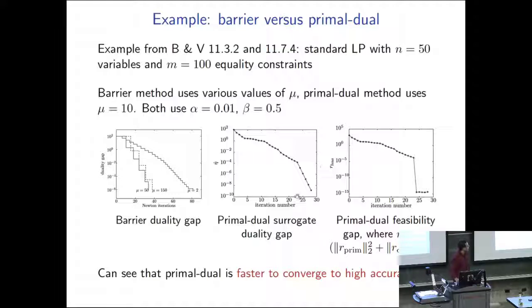To be honest, I was plotting here the surrogate duality gap, and recall that this is only a valid interpretation of the duality gap if the iterates are approximately feasible. And here was the feasibility gap. So we actually stop when both of these are small. This thing gets made very, very small in a small number of iterations. So after iteration 20, we're pretty much feasible, and we're fair in assessing this as the duality gap. So the takeaway is that it's faster to converge to high accuracy.